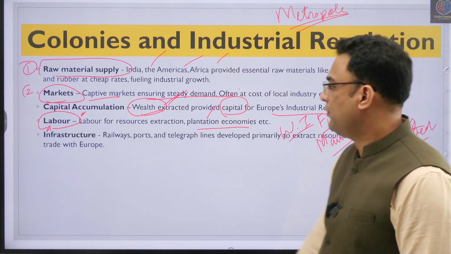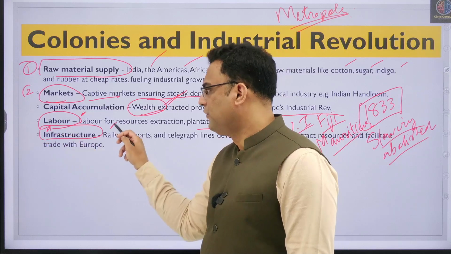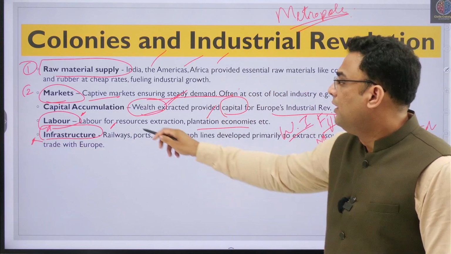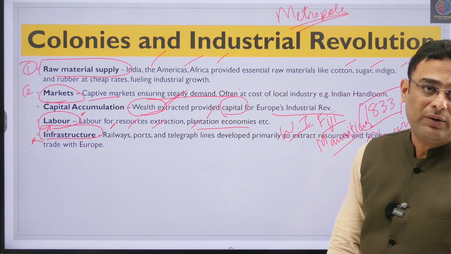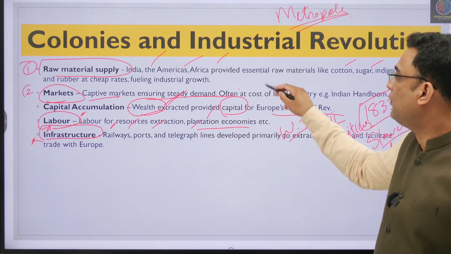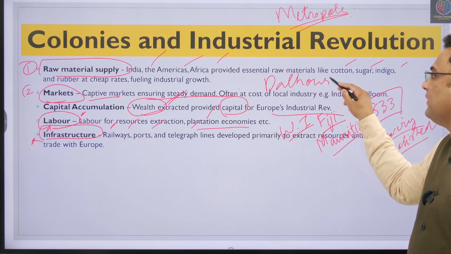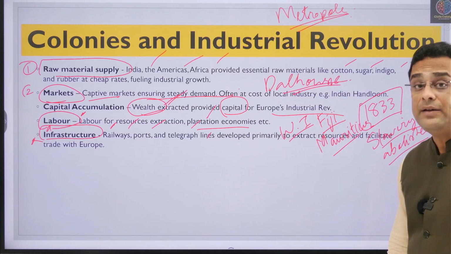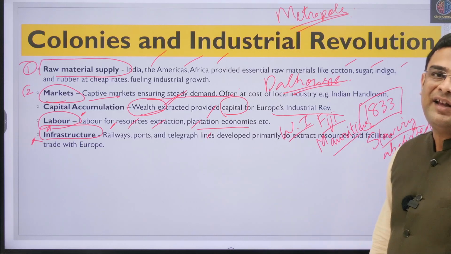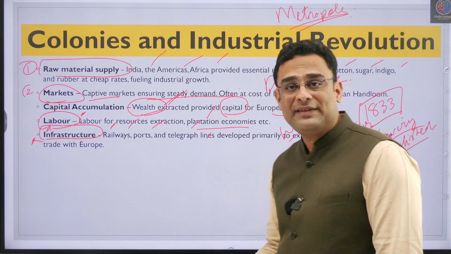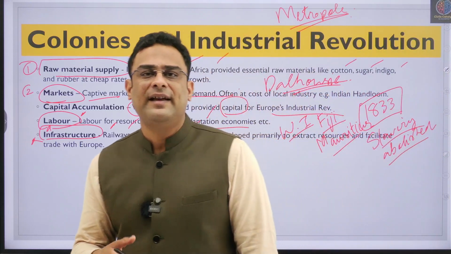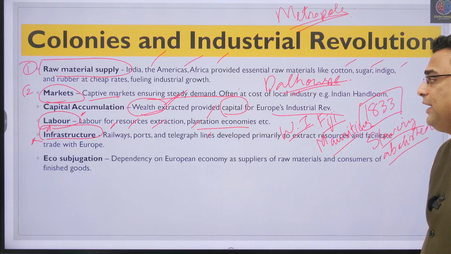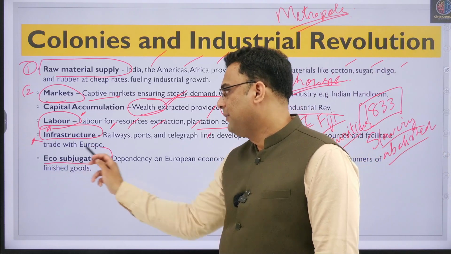Okay. Infrastructure. One positive thing, partially positive we should say, that came out of industrial revolution is railway, ports, telegraph lines were developed in colonies. You will see especially in the times of Lord Dalhousie, 1850s, big boost was given to these things in India. But it was not for India's benefit. It was basically there only for Britain's trade benefit. But nevertheless, an indirect benefit accrued to colonies because of this. Next is economic subjugation, and this is very important.